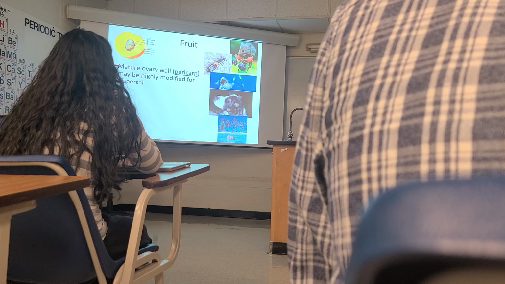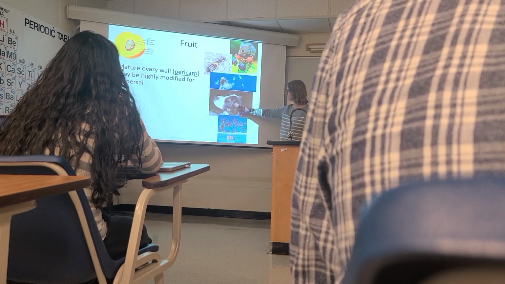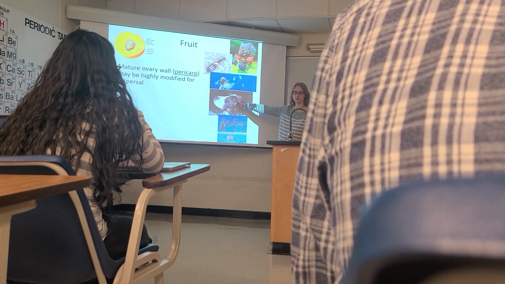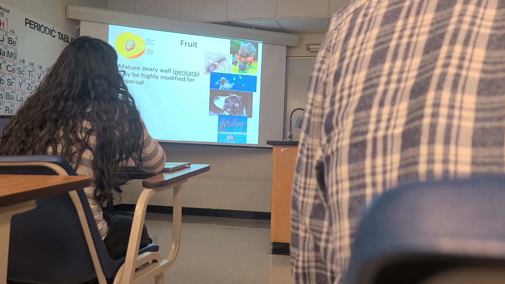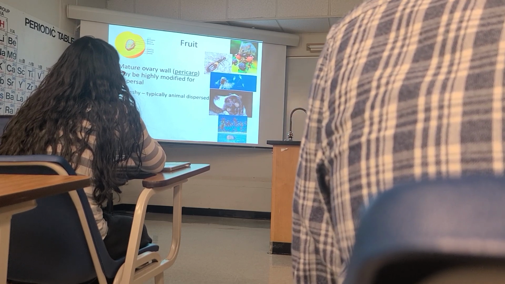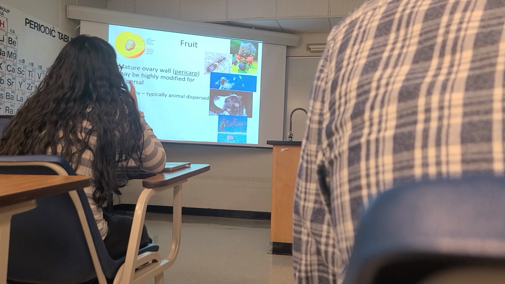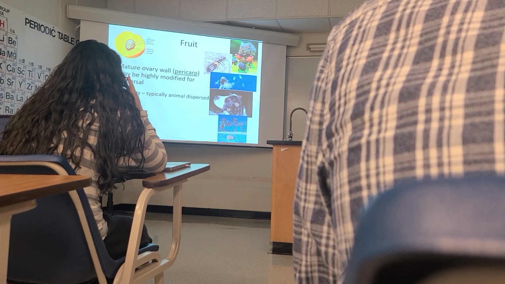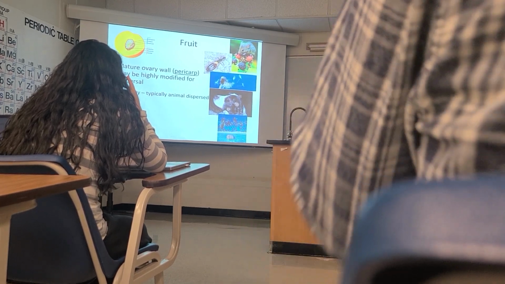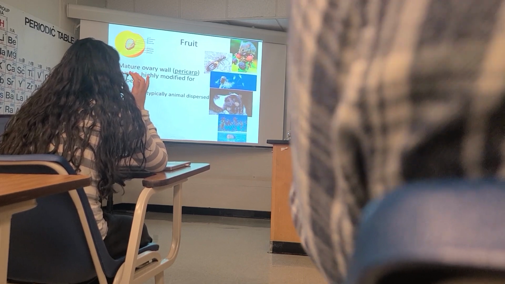Remember, it can be highly modified for dispersal. You can have hooks and briars or little hooks and sticky substances on the outside of that for dispersal. And if you have a fleshy fruit, which if you recall, pericarp is oftentimes involved in that, the skin layer is usually the exocarp, and the mesocarp is usually the fleshy part, and the endocarp may be either soft or it can be stone-like and drupes. Okay? Those are typically animal dispersed.